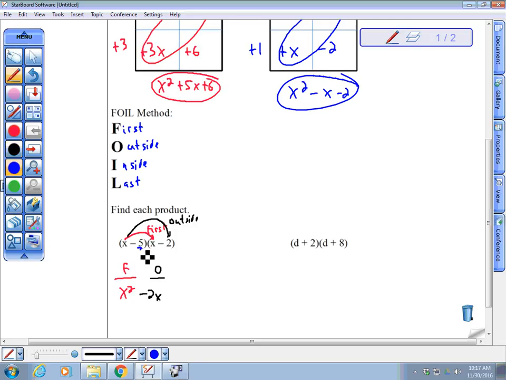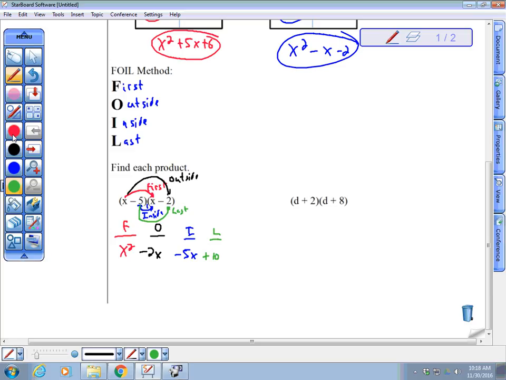Then you have the minus 5 distributed throughout, and that's going to be the inside. The inside is a minus 5 times x, which is a minus 5x. And then the last terms in both parentheses are a minus 5 and a minus 2 multiplied together, or a plus 10. And again, just like before, you're going to combine your like terms. So x squared minus 7x plus 10.